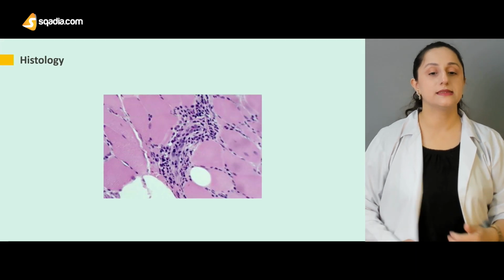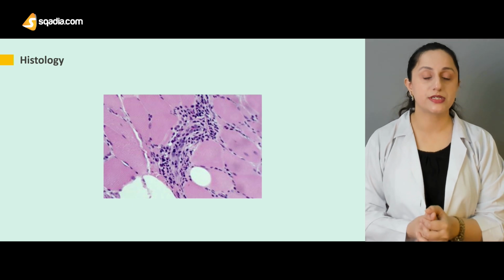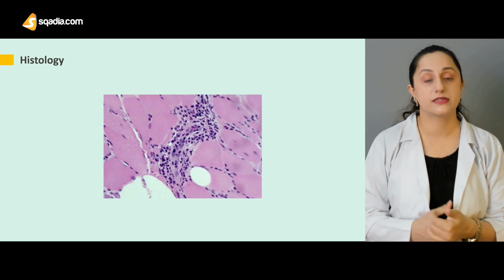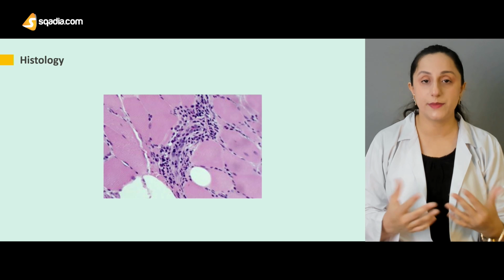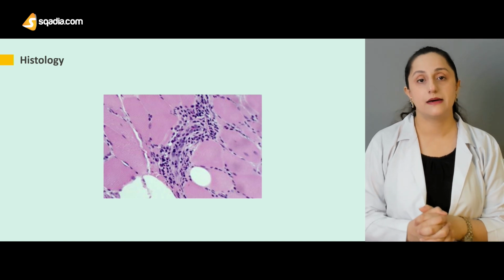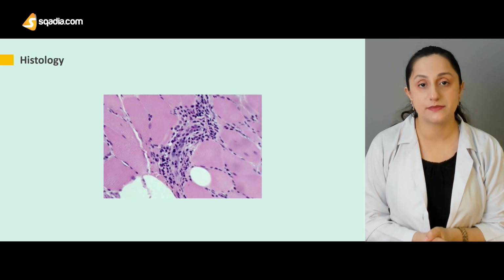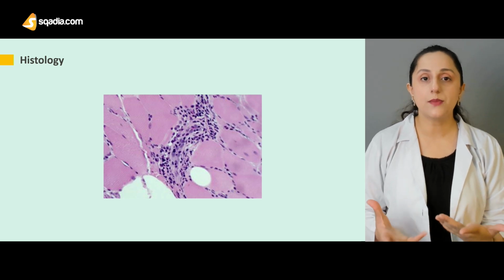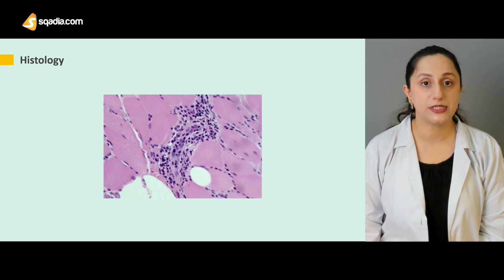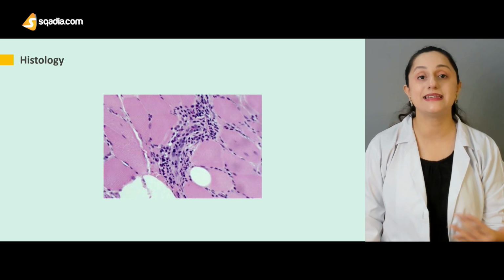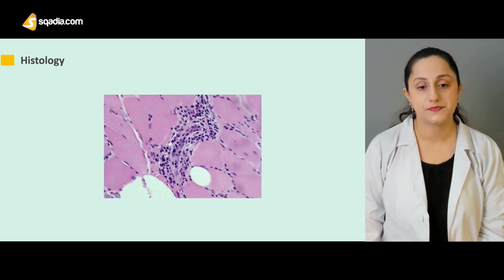Again, when we look at the histological features, they are suggestive of an inflammatory response. This inflammatory response can occur in the smooth muscles, and in the skeletal muscles as well. So it depends upon the site of the biopsy that we are taking, and obviously the presenting complaint of the patient as well.